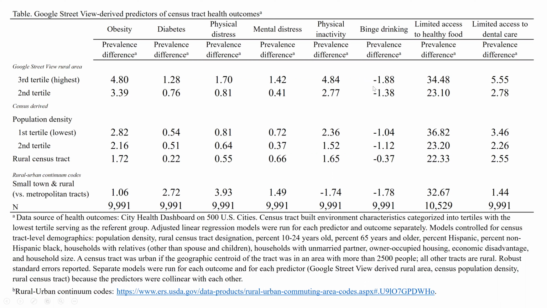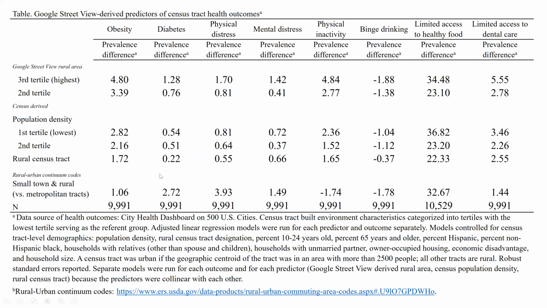So that was the indicator. So the more rural the area, the worse chronic conditions and health behaviors and access to health care, dental care and food, but it also had lower binge drinking. So we compared the Google Street View indicator versus other indicators of rurality that people can use. For instance, population density. It was showing similar associations. So that's kind of a validation for what the Google Street View derived indicator is picking up.